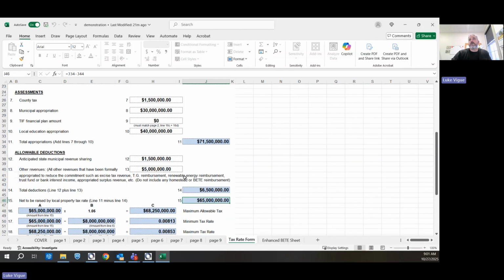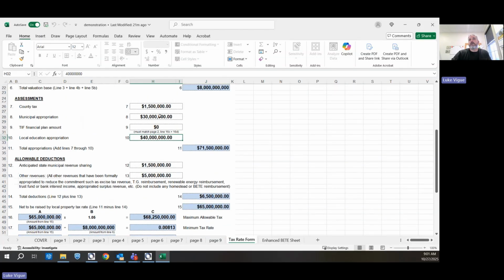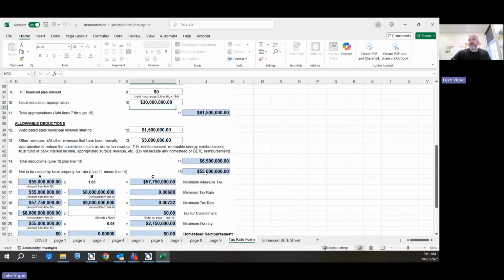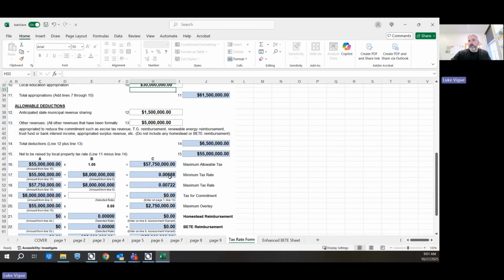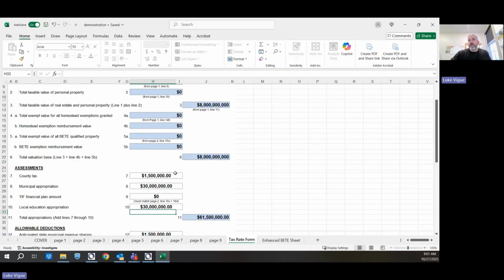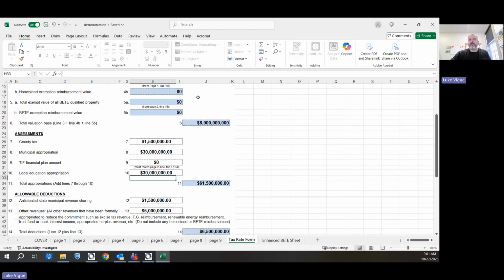The other way is the obvious one, which is to lower the amount of money that needs to be raised. So if we go in here and we change this to, say, 30 million, this now dropped down, amount to be raised 55 million, and the tax rate dropped down to 6.88. So took 10 million off there, and it lowered the tax rate by about $1.15. So I hope that helps you understand how that works.